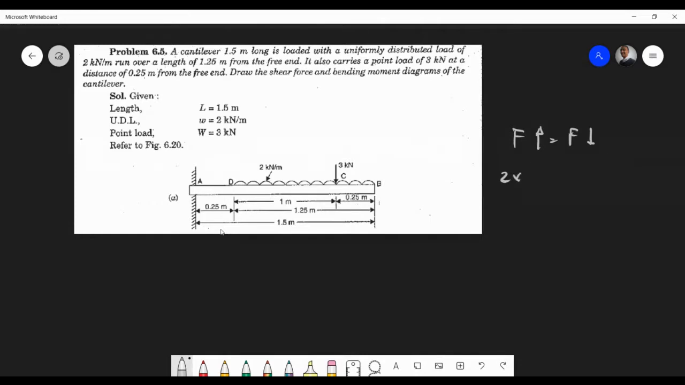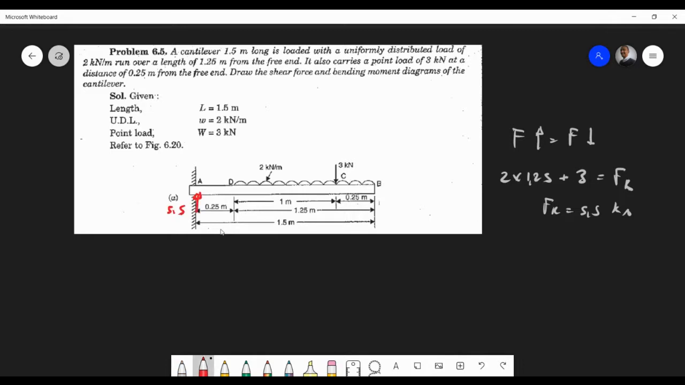So we have 2 times 1.25. Am I correct? Yep. And then, if it's forces down, sorry, anyway, it's fine, plus 3 equals FR. Of course, we get a mark for this. We get 5.5 kilonewtons, and that's keeping this beam in equilibrium, right?